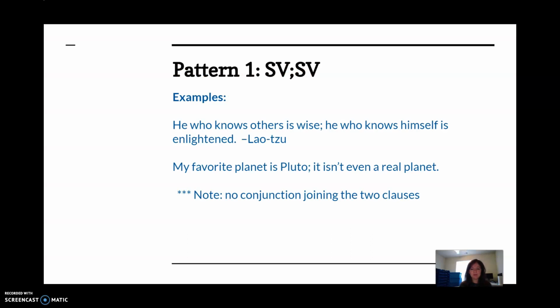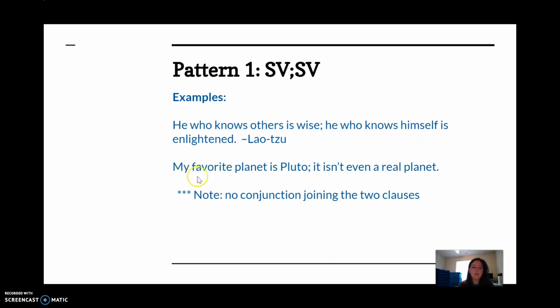So the very first pattern is just a simple use of the semicolon. Some of you might be like, a simple use of a semicolon? But yes, let's go ahead. Here we have the pattern SV, semicolon, SV, and all this means is you have a subject and a verb, a semicolon, a subject and a verb. An example: he who knows others is wise; he who knows himself is enlightened.